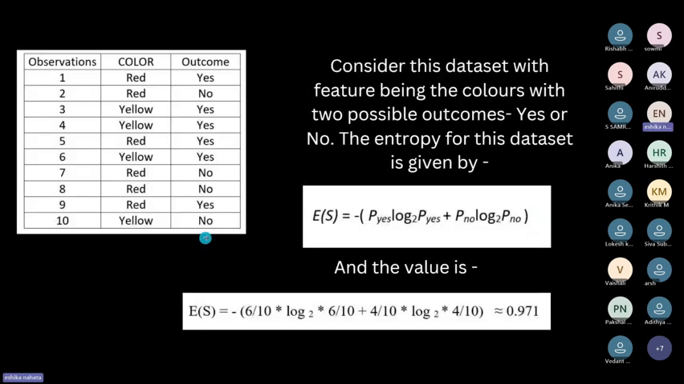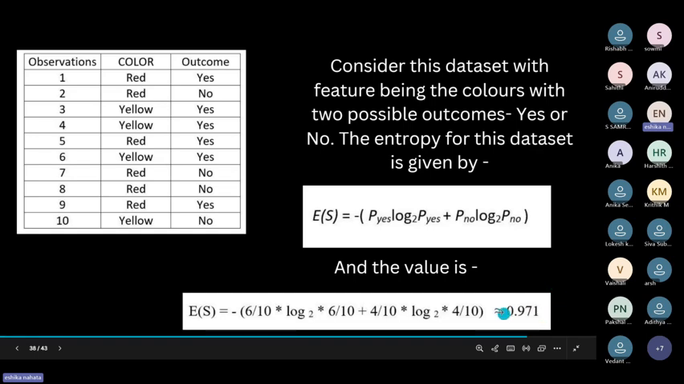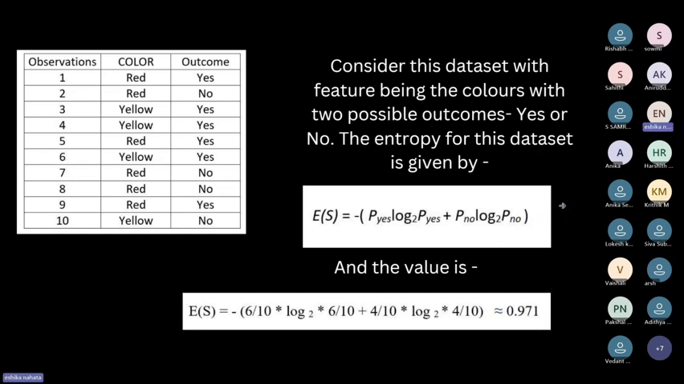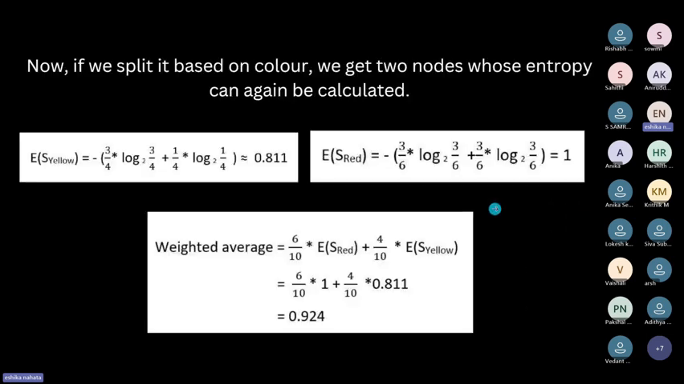We can take a different data set for this one, where we're again trying to predict the outcome as yes or no, but this time based on colors being either red or yellow. The entropy for just the decision node or root node would be the probability of yes times the logarithm of the probability of yes, and similarly for no, and the negative of that. You get this value as 0.971, which is a pretty high value of entropy.